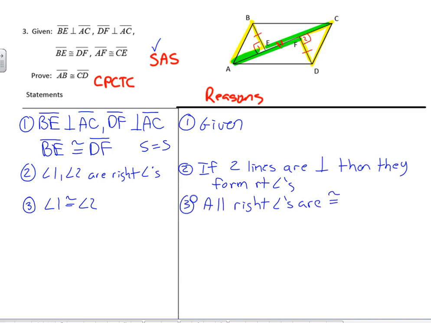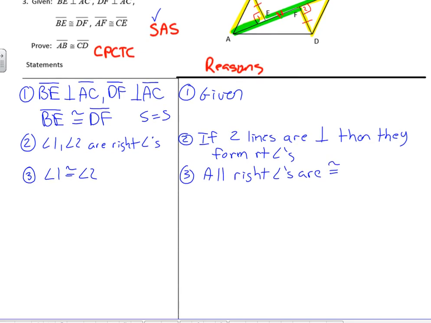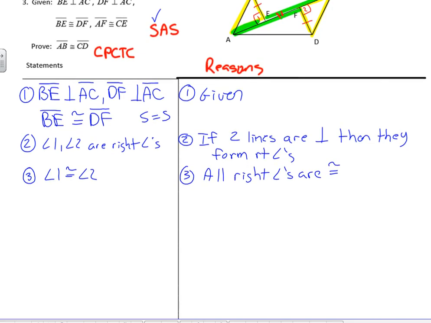Okay, now I'm going to deal with that other segment. So I'm going to add another given here at this point. And again, it wouldn't have been wrong to do it before. I just want you to see it in here. So AF and CE, and that's given.